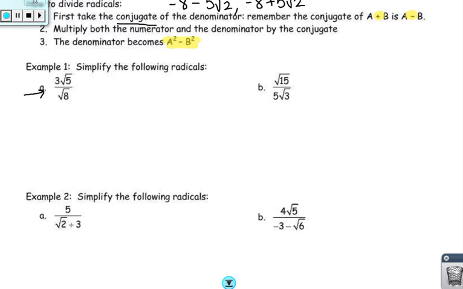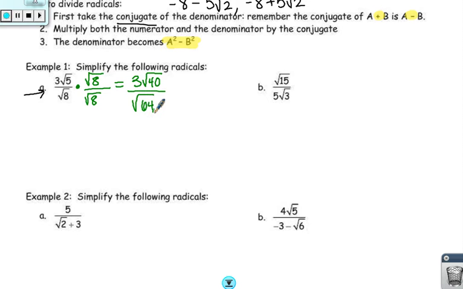3 square root of 5 over the square root of 8. We can't have the square root of 8 on the bottom. So I'm going to multiply the top by the square root of 8 and the bottom by the square root of 8. I don't need to take the conjugate here because I'm not adding or subtracting anything to the square root of 8. So working straight across, if I look at the top, 3 square root of 5 times the square root of 8 gives me 3 square root of 40. 5 times 8 is 40. The square root of 8 times the square root of 8, 8 times 8 is 64.